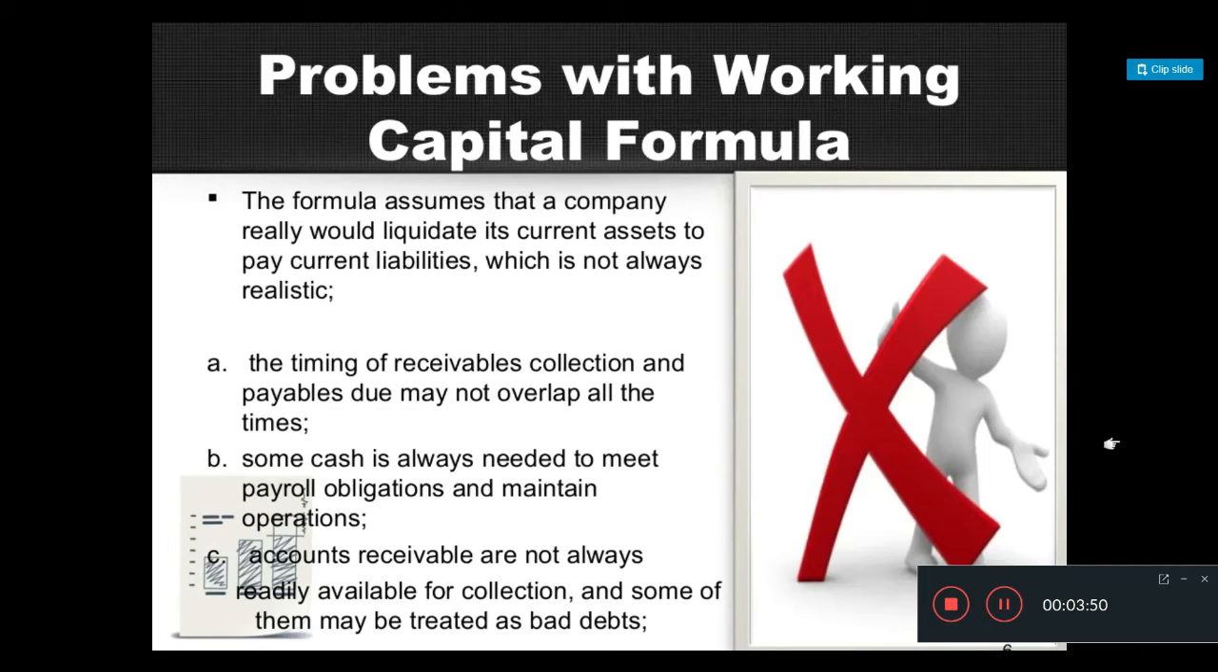Some cash is always needed to meet payroll obligations and maintain operations. Account receivables are not always readily available for collection, and some of them may be treated as bad debts. That's the problem with the working capital formula.